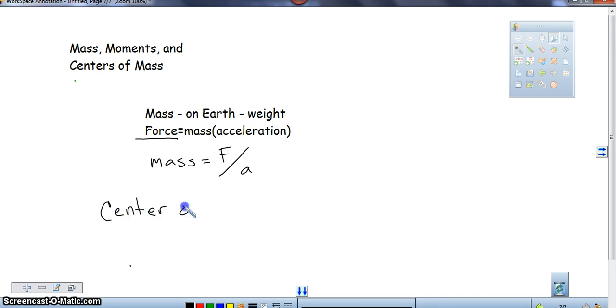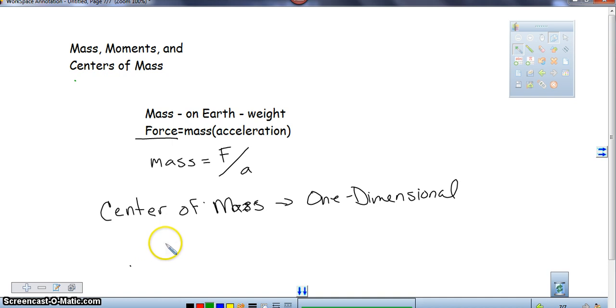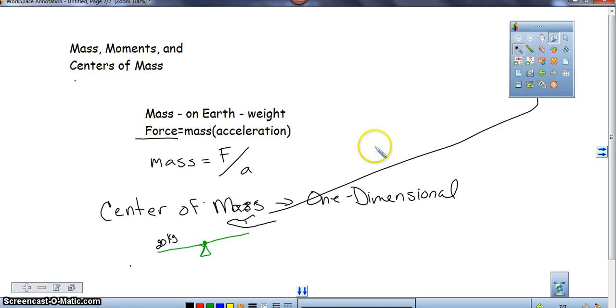Center of mass in one dimension. I know you've done problems like this before. The easiest one-dimensional center of mass that I can think of is the teeter-totter or seesaw problem, where you have this here, about this point. I'm sure you talked about the fulcrum, so we're not really getting into that too much. We're getting into, if I put a 20 kilogram weight here.